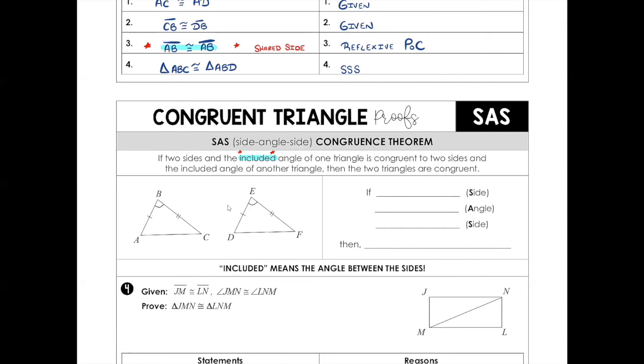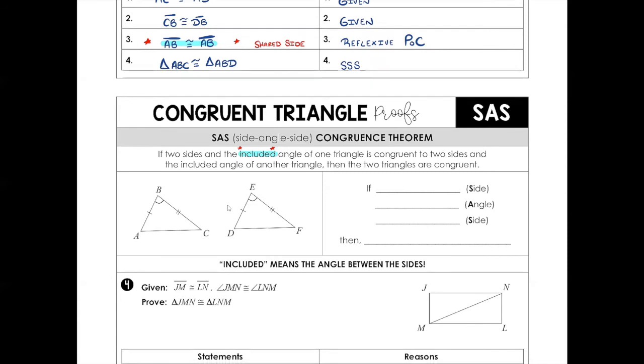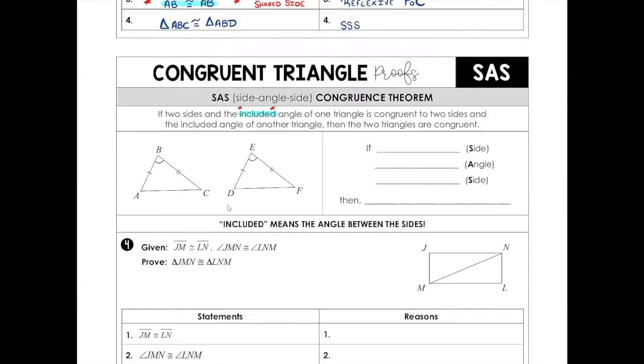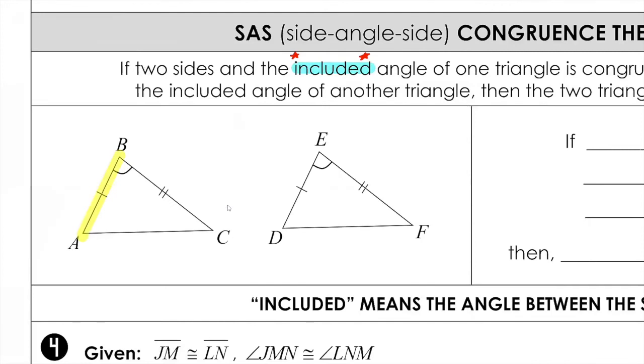So when I look at my diagram, ladies and gentlemen, AB is congruent to DE. It's a vertex. All right. How do I know those two are congruent? They both have a single tick mark. Good. BC is congruent to EF. How do I know? They both have a double tick mark.